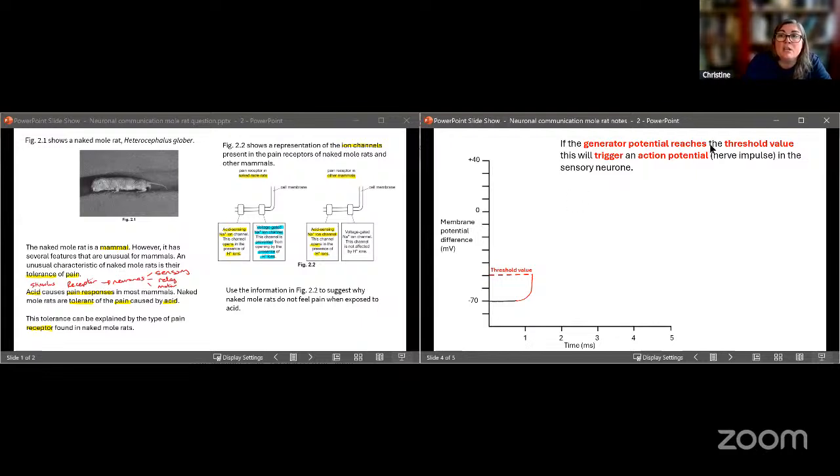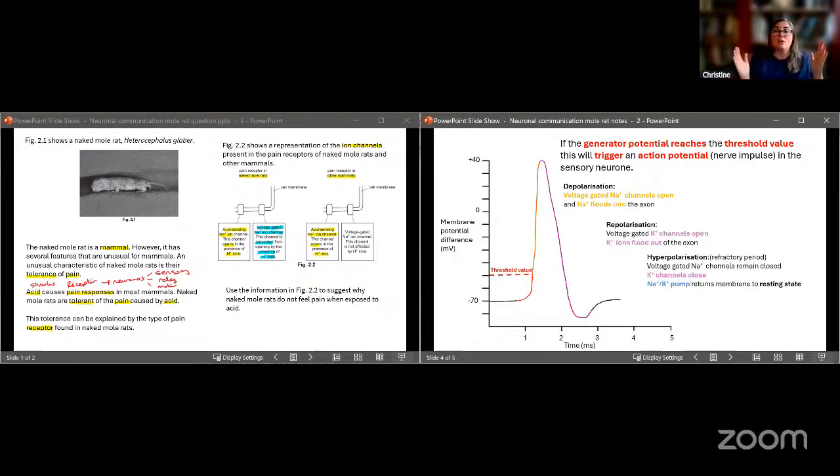if the generator potential reaches the threshold value, this will trigger what's known as an action potential. That action potential is where we open our voltage-gated sodium channels, and then sodium will flood into the axon. Because if you remember before, we have high sodium on the outside and low sodium on the inside. Therefore, if we open some voltage-gated channels, the sodium will flood into the axon.